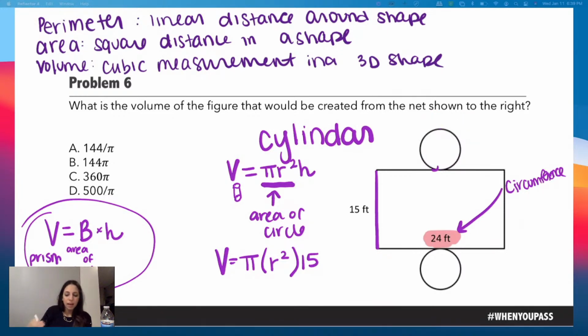So that said, if I know my circumference equals 24, and I know the circumference formula is 2 times pi times r, then I can set those two things equal to each other, solve for r, plug r in, bada bing, bada boom, we've got an answer.